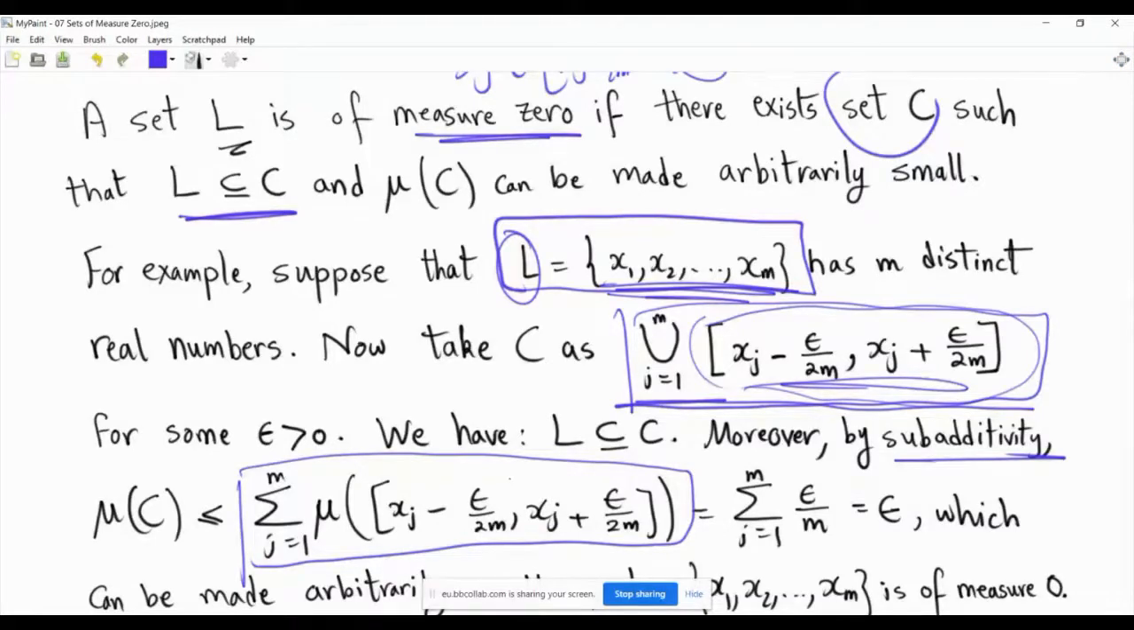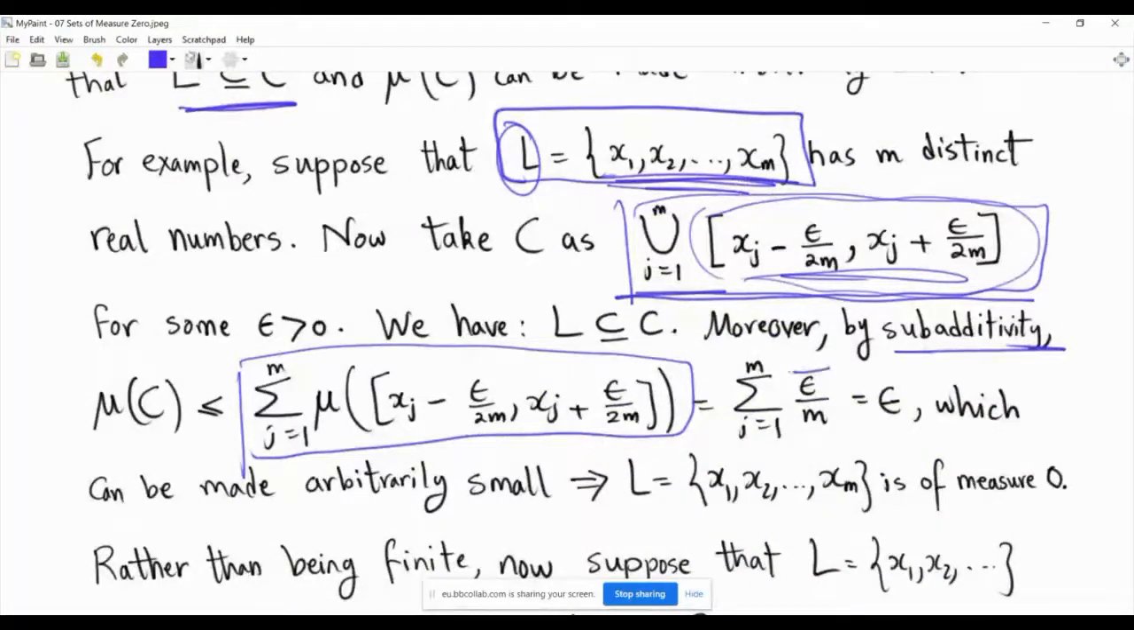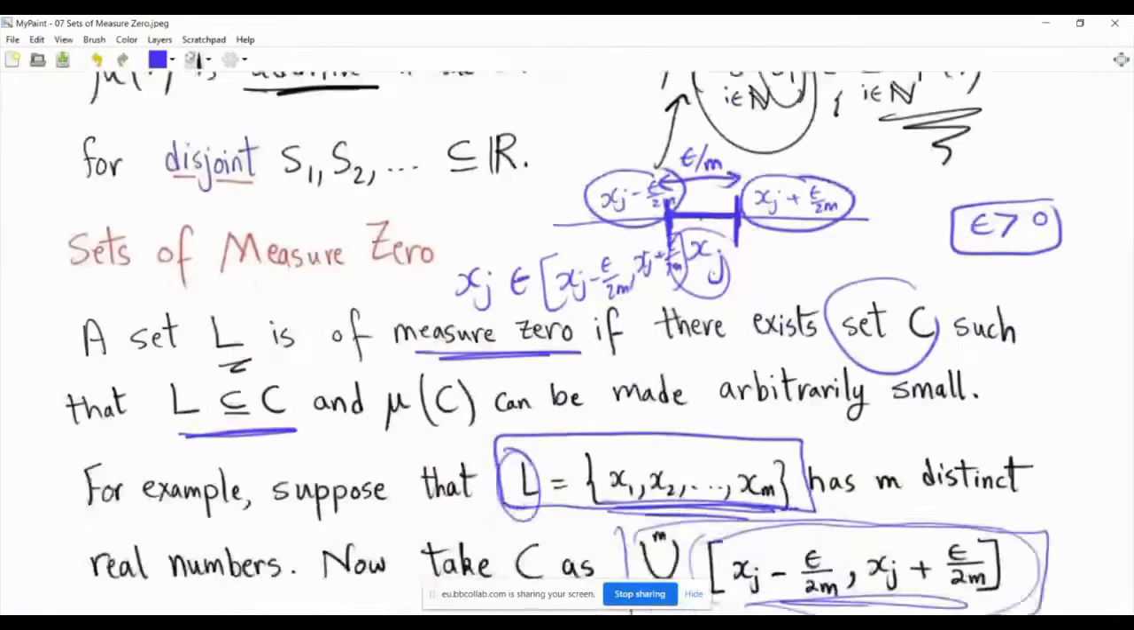So what is the measure of any of those intervals? The measure of an interval is just its length. You take this endpoint minus that endpoint, in other words, you compute the distance between these two points. It is epsilon over 2m minus negative epsilon over 2m, and so basically it is epsilon over m. So the length of any of those intervals is epsilon over m.